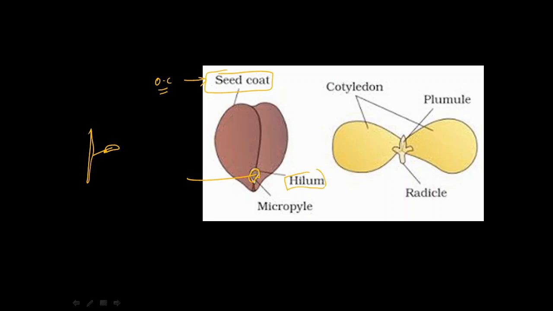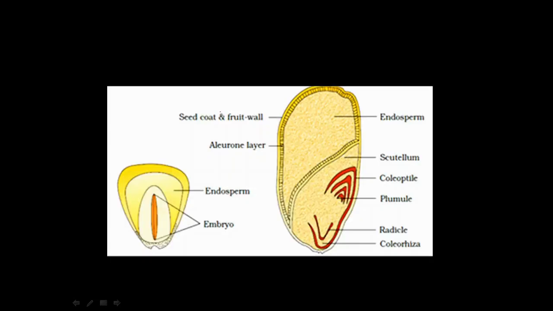And just above that hilum there is a thing known as the micropyle. That micropyle is basically where, at the time of seed germination, air and water enter through the micropyle. This is a pore which is present just above the hilum. Clear?